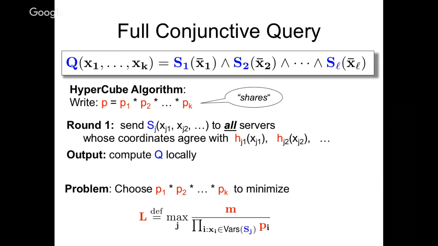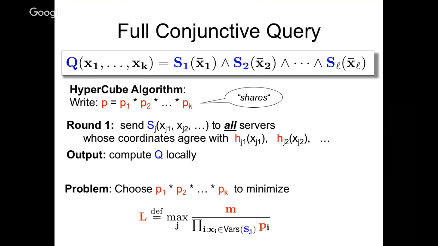And to compute it in one round, we are going to use the algorithm introduced by Afrati and Ullman, which we call the hypercube algorithm. We are going to write the number of servers as a product of k numbers, one for each variable. And we will call these factors shares.